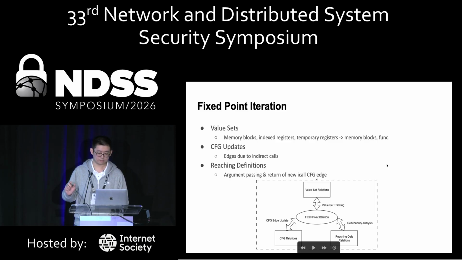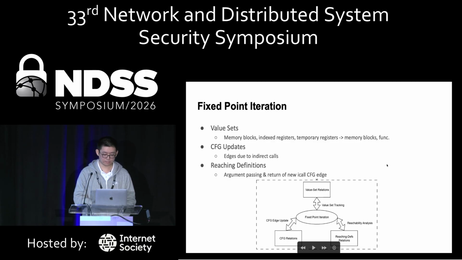For CFG updates, the reason it should be in the fixed point iteration is that when we have more values in the value set, it can possibly affect the CFG, because in an indirect call, it's call RAX or call a temporary register. The value in this register can affect the target of the indirect call, so it can affect the CFG. So in the CFG update, we dynamically add more targets and more edges based on this value set change.